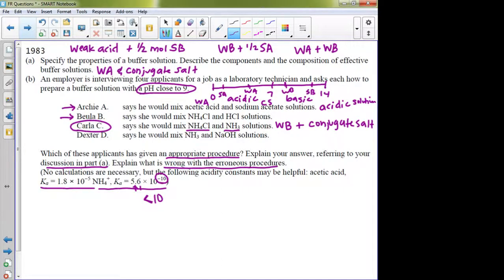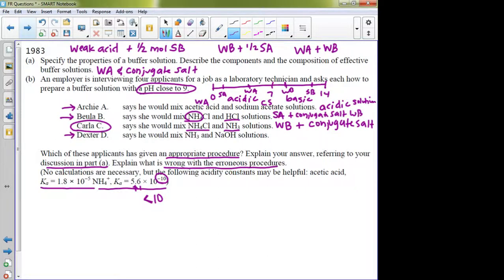And then Beulah B. Excellent. She put a strong acid with the conjugate salt of a what? A weak base, right? So she did a strong acid with the conjugate salt of a weak base. She's all messed up. That wouldn't even make a buffer.